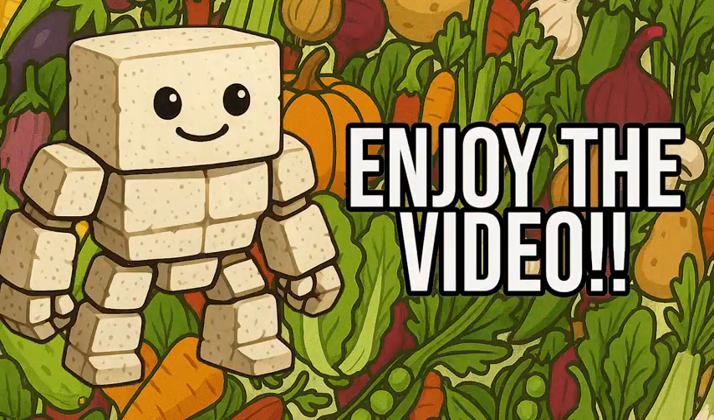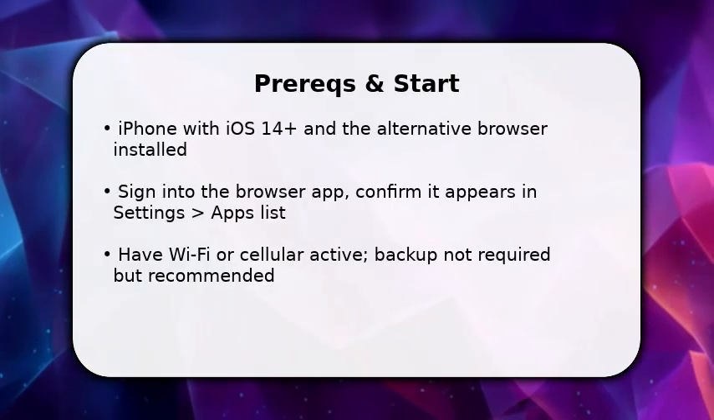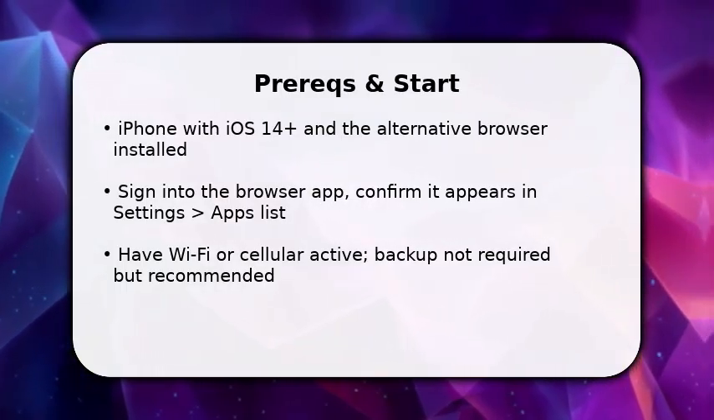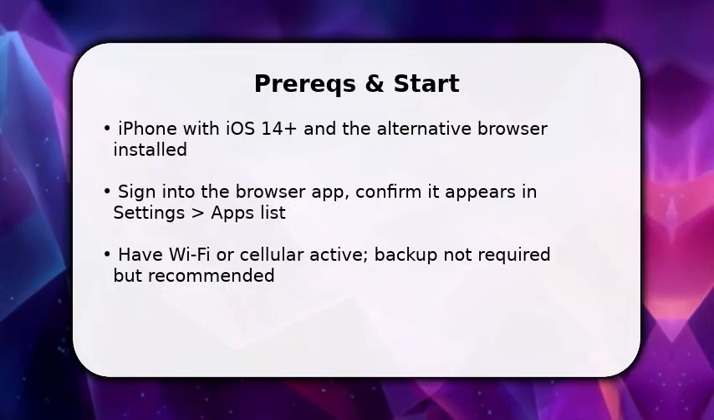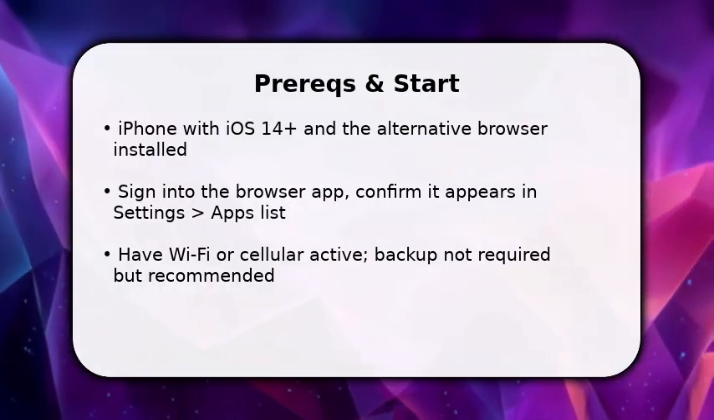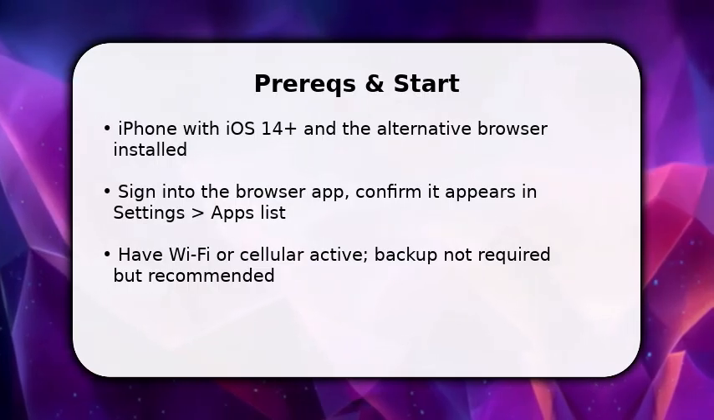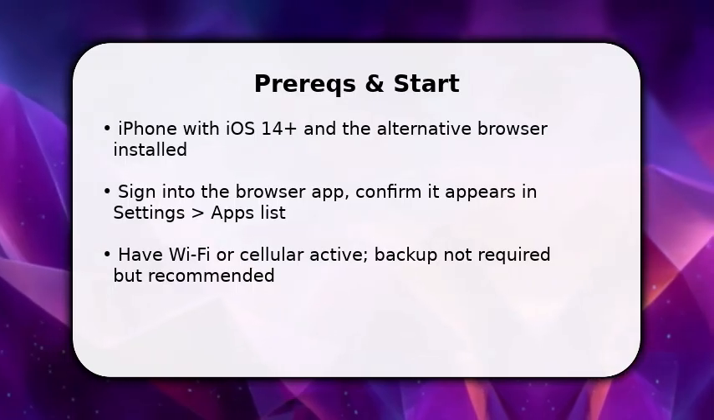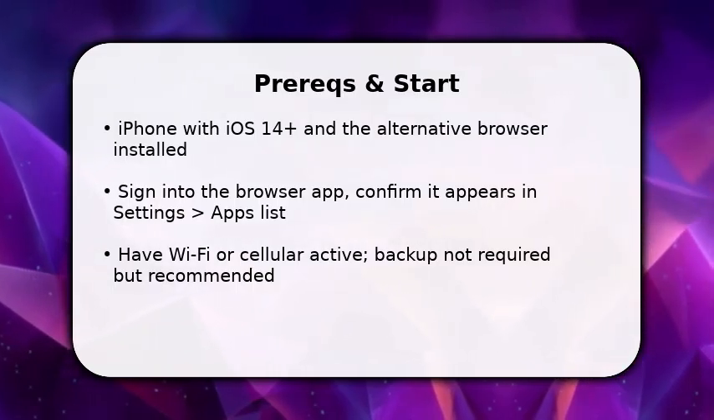Please enjoy the video. You'll begin by confirming prerequisites. Your iPhone runs iOS 14 or later, and the alternative browser app is installed and signed in. Once done, unlock your device and open Settings. Make sure you can scroll to the browser's entry under the app list. You don't need a full backup to change the default, but it's sensible.